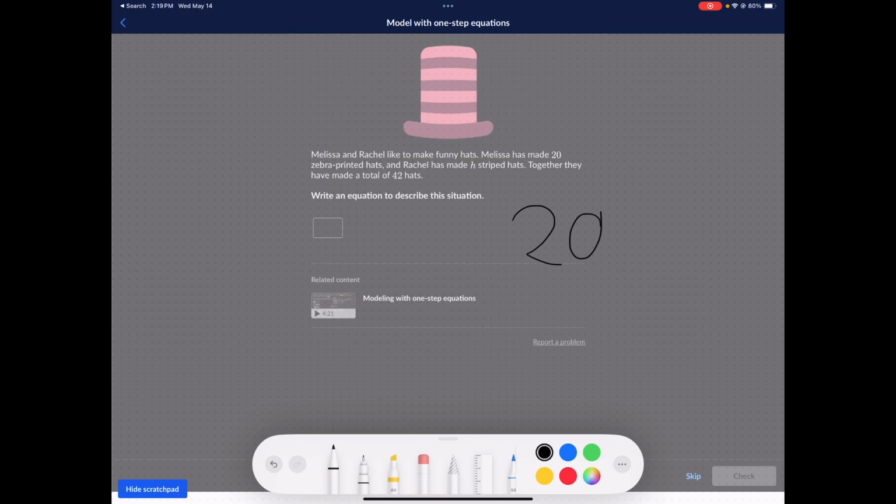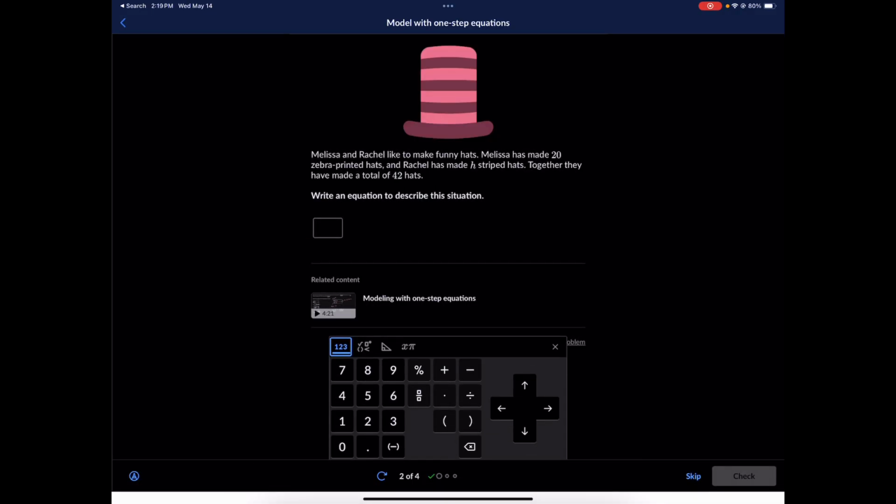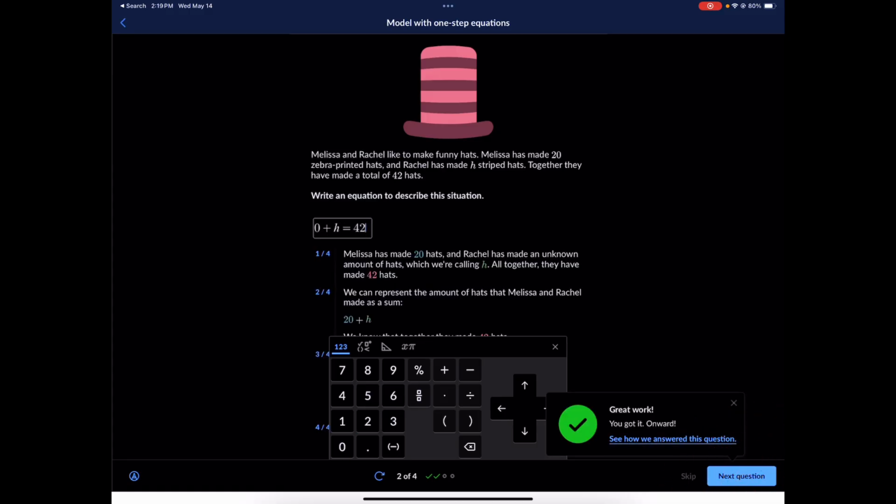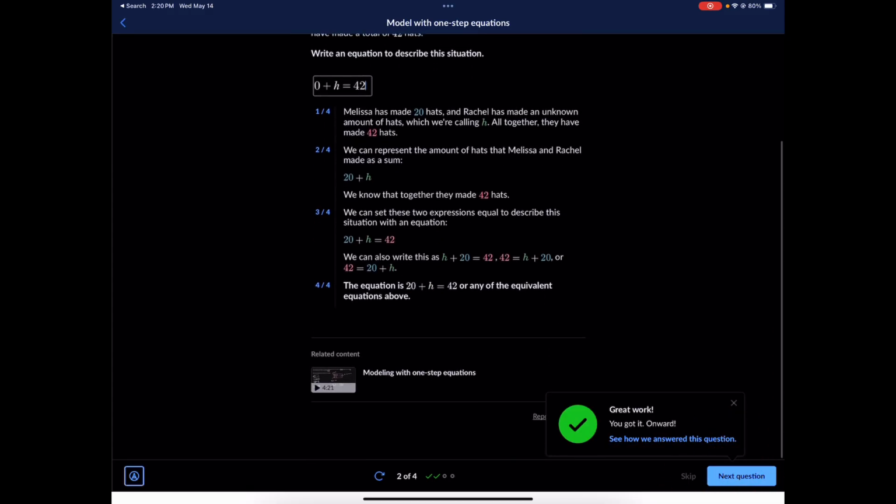Together, they have made a total, means that we're combining their hats. And that means they made a total of 42 hats. So, look at that. That's our answer. We have Rachel, because whatever Rachel is, that'll add to the total. So we put that in. 20 plus H is equal to 42. So if you got that right, good job. If you didn't, here is the video, and happy studying.